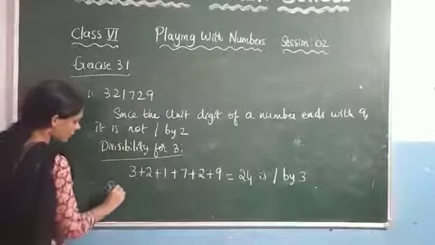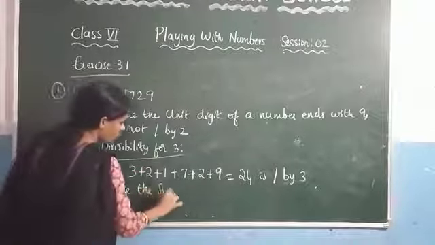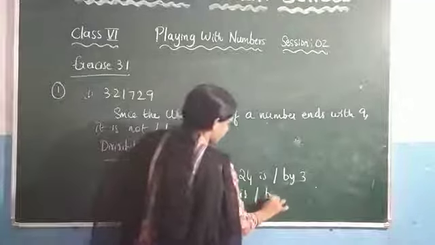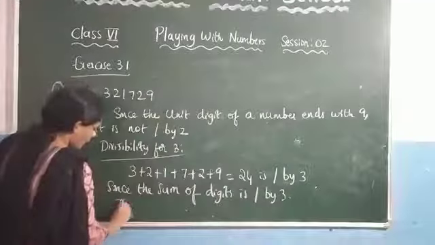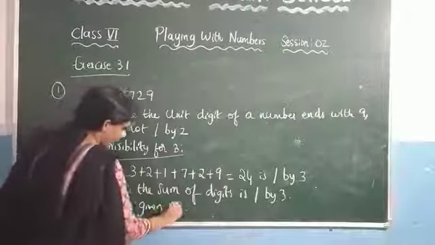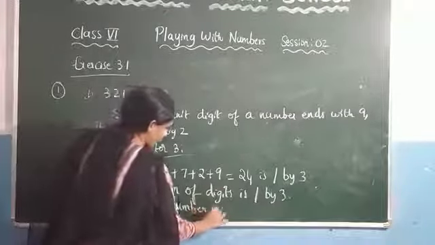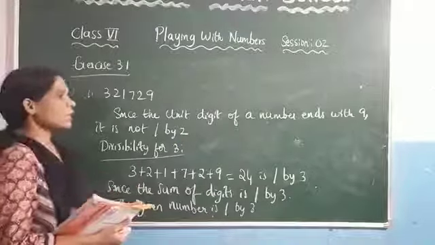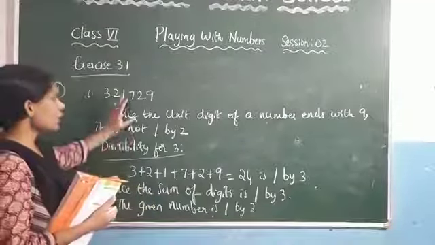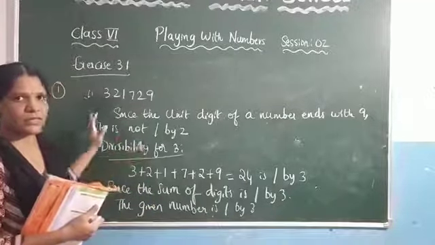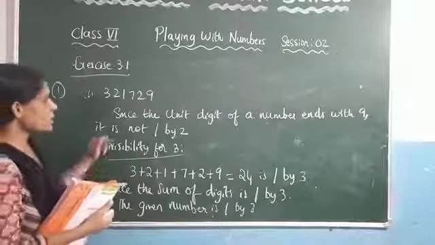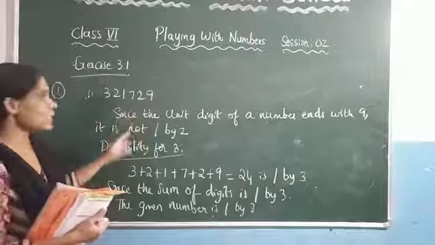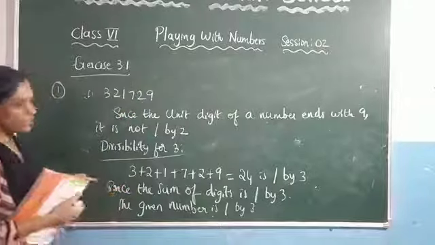Write it here. Since the sum of the digits is divisible by 3, the given number is divisible by 3. Now you need to check the divisibility rule for 6. What does the divisibility rule for 6 say? If the number is divisible by both 2 and 3, then we can say that the number is divisible by 6. Here you can observe that this number is not divisible by 2. So since one condition is not satisfied, we can say that this number is not divisible by 6. So write it here.